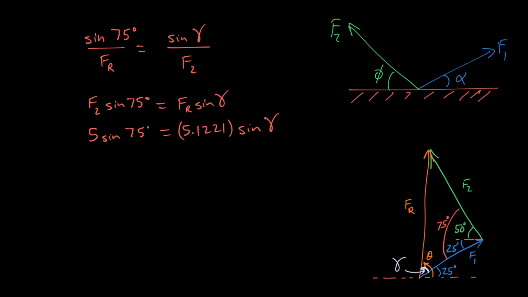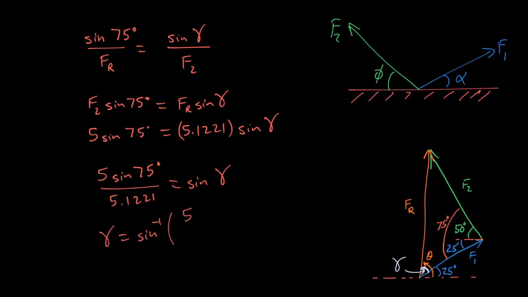So let's divide over the value of FR, 5 times the sine of 75 degrees over 5.1221 equals the sine of gamma. Take the inverse sine of this whole expression, 5 times the sine of 75 degrees over 5.1221. We end up with gamma equals 70.5 degrees.